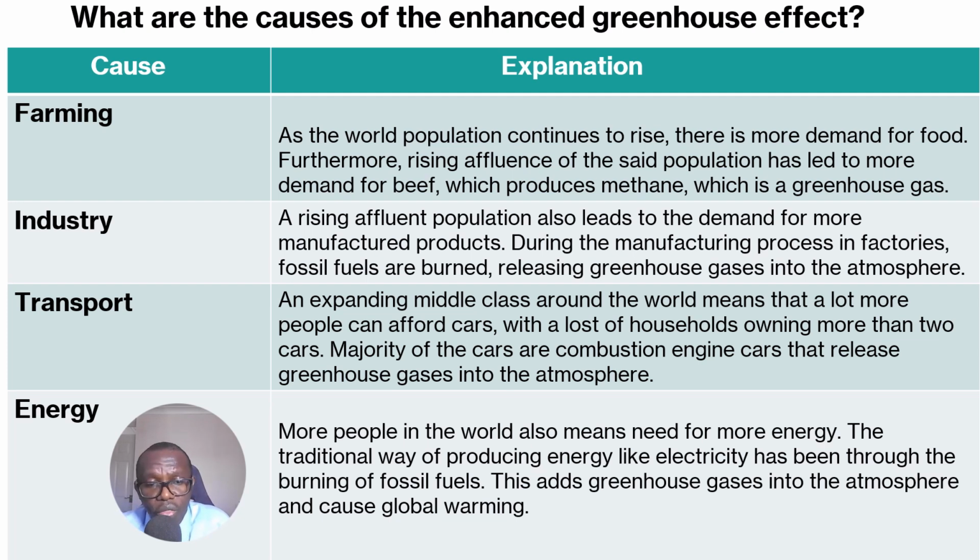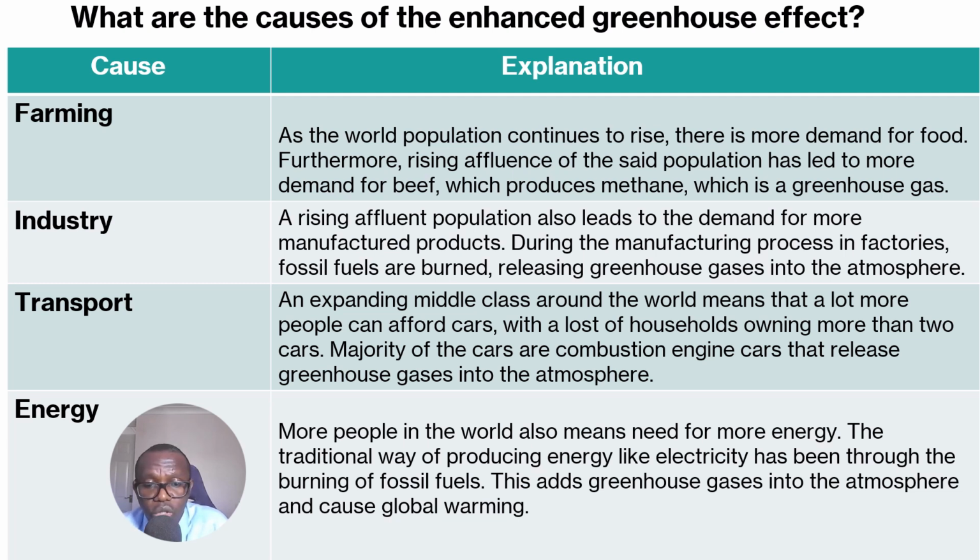Now, the second cause is industry. As people become more affluent in the world, the demand for manufactured products is also increasing. Those products are going to be manufactured in factories, and those factories are likely to produce air pollution, and some of the pollutants are greenhouse gases, and those again are going to lead to the enhanced greenhouse effect.